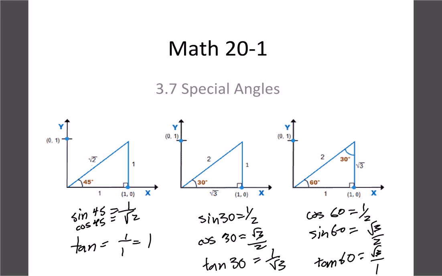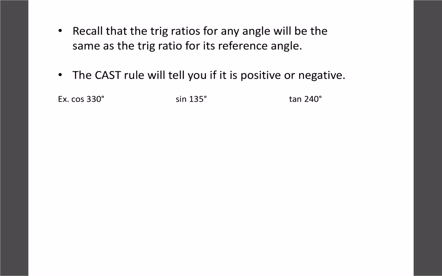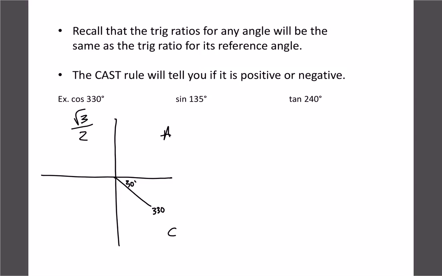So those were our basic trig ratios, and then what we do, remember, is we take those trig ratios and apply them to any angle, and then we just basically worry about the reference angle. So this first one, we've got cosine of 330, so remember 330 would be down here. That means we have a reference angle of 30, so cosine of 330 would be the exact same thing as cosine of 30, which is root 3 over 2. And then we use our CAST rule to figure out the sign. So in that quadrant, C is positive, so we should have positive root 3 over 2.